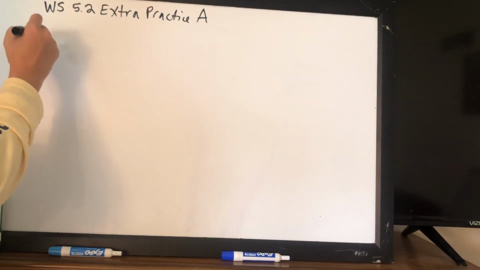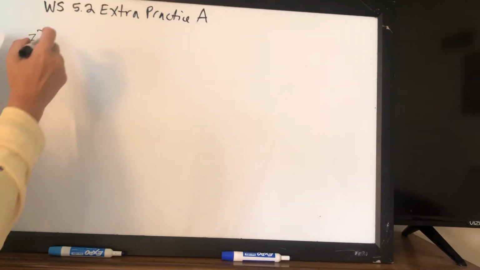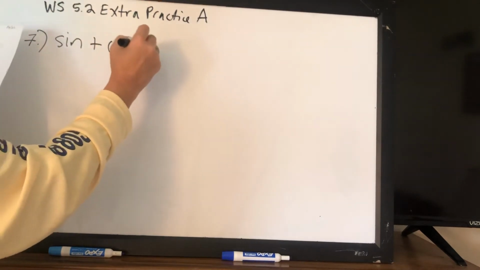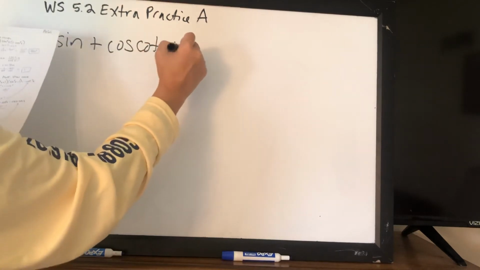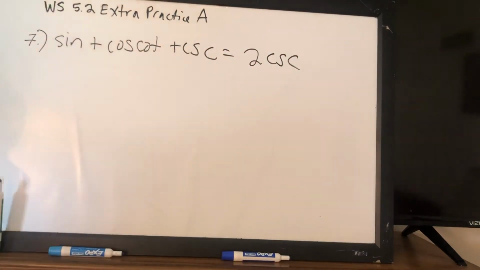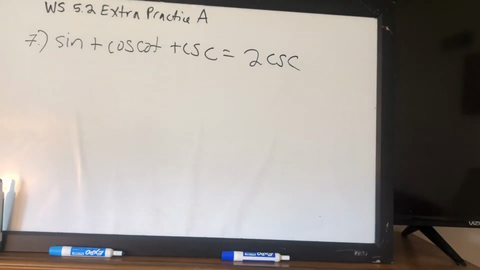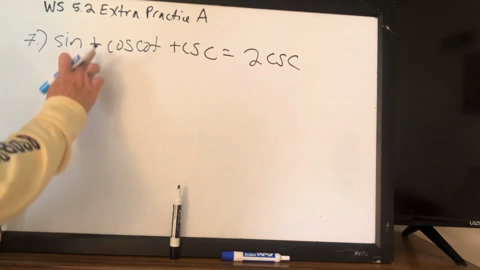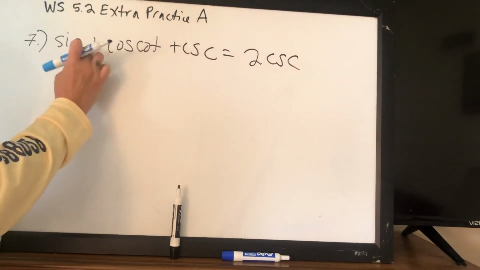7. 7's got a lot to it. Let's look. Sine plus cosine cotangent plus cosecant equals 2 cosecants. A lot of you just slap stuff down on this one. Okay? So, let's see. I'm going to switch everything to sines and cosines first. And remember, pay attention to the signs. These are multiplied, but those are adds.